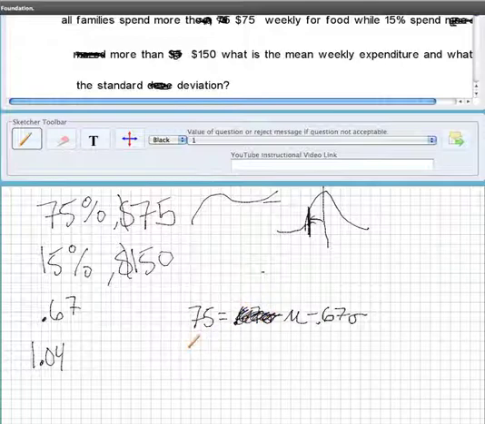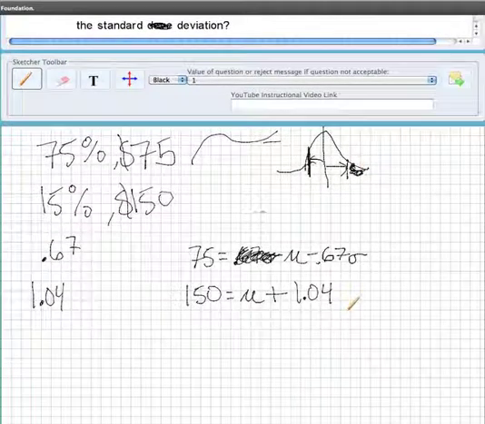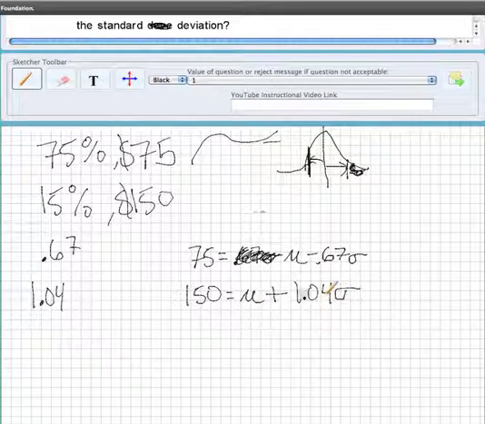Our second formula is going to be 150 equals mu, our mean, plus 1.4 standard deviations away from the mean. So it's going to look like it's up here. We go 1.4 standard deviations away from the mean, and that's the 15%. So we have these two equations. We can actually solve it by a system of equations.